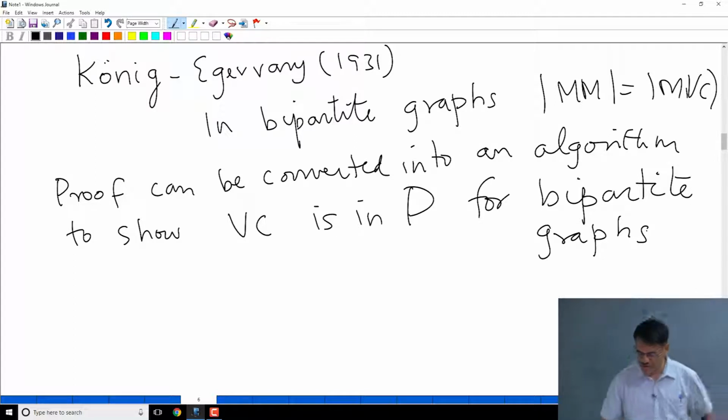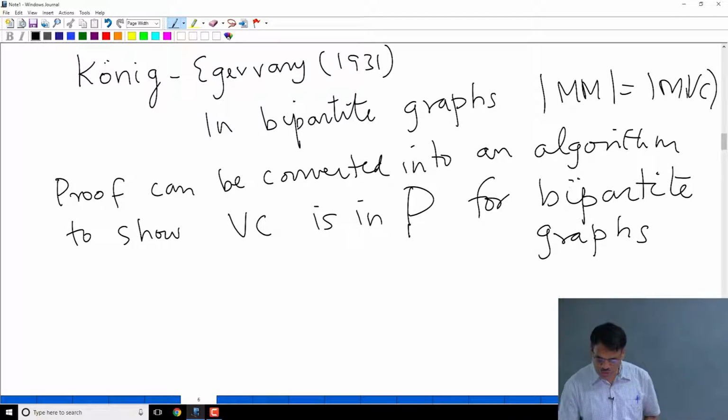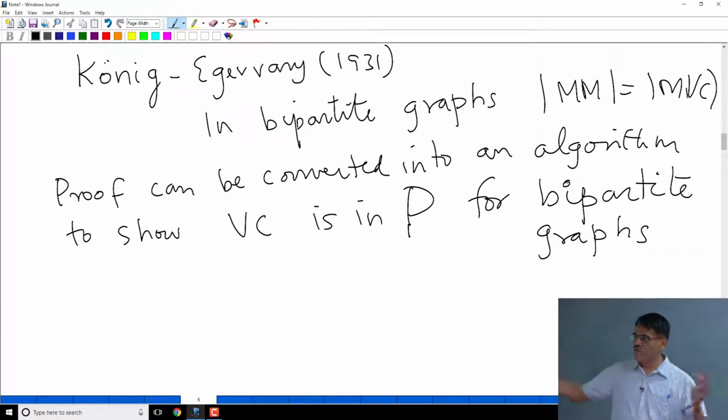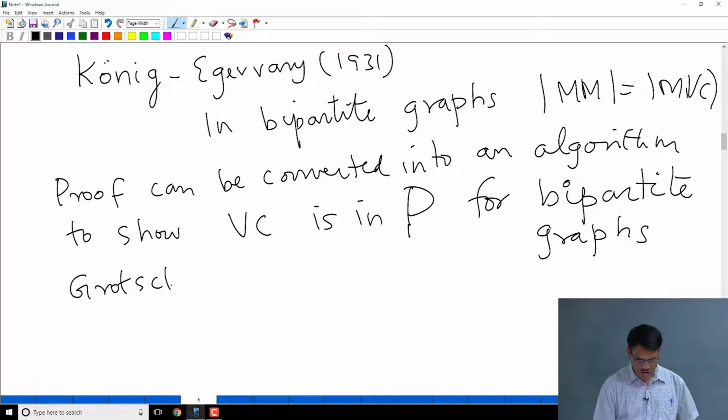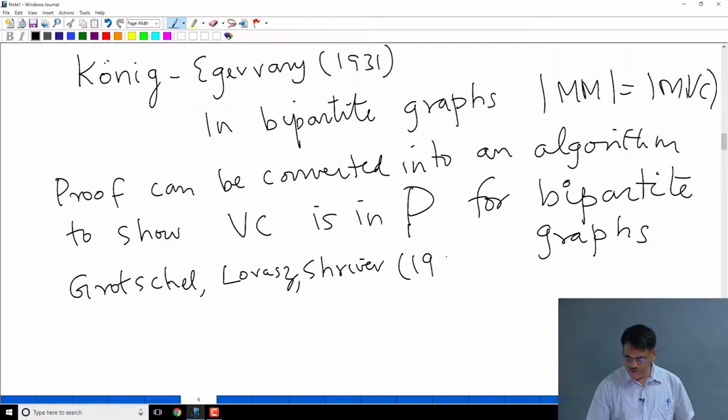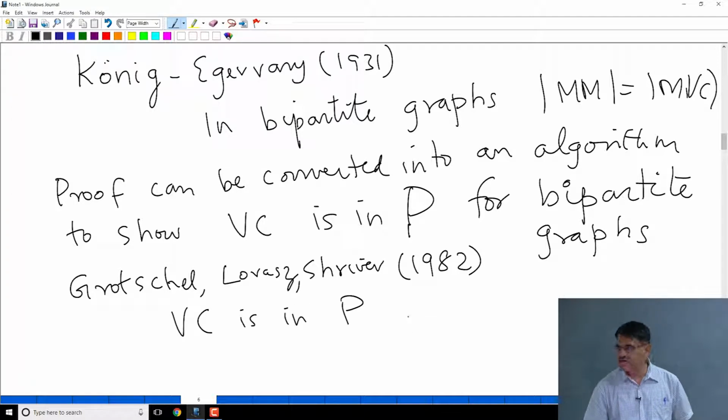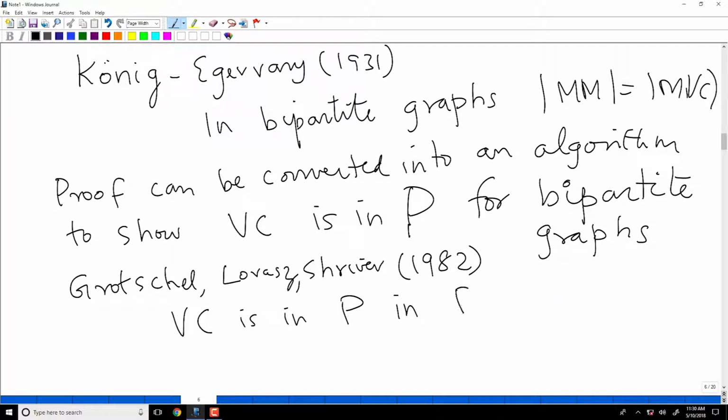Actually, we will see a special case of bipartite graphs where we will run through the algorithm, but this is one of the paradigms I was mentioning, that you want to know the largest class of graphs where you can actually solve it in polynomial time. Okay. So, in fact, it turns out this was proved by Grotschel, Lovasz and Schrijver in 1982, where you can say vertex cover is in P in a much larger class of graphs called perfect graphs.